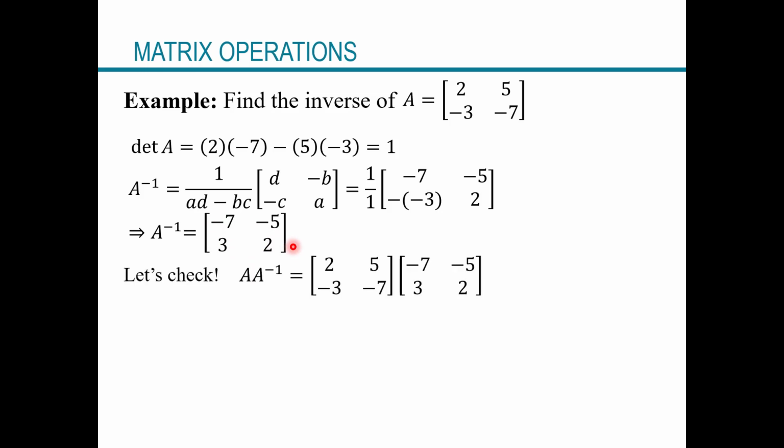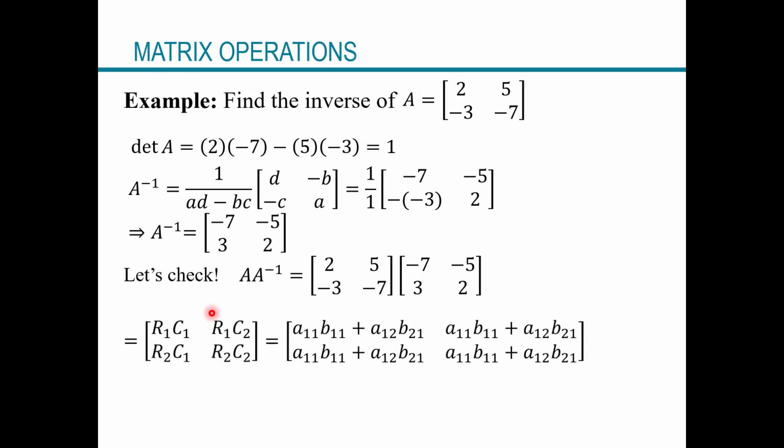So let's go ahead and check for this one. We're going to multiply A times A inverse. And remember what we should get. Anytime you multiply a matrix times its inverse, you should get the identity matrix. And so let me just remind you how this goes.